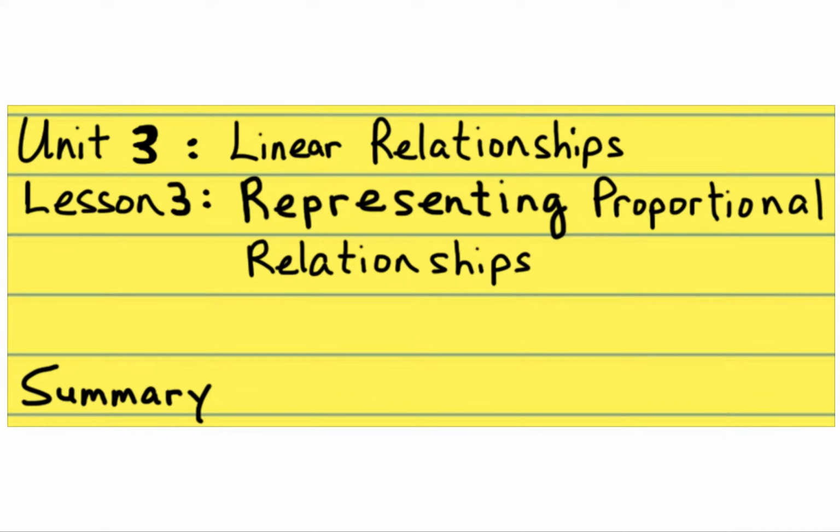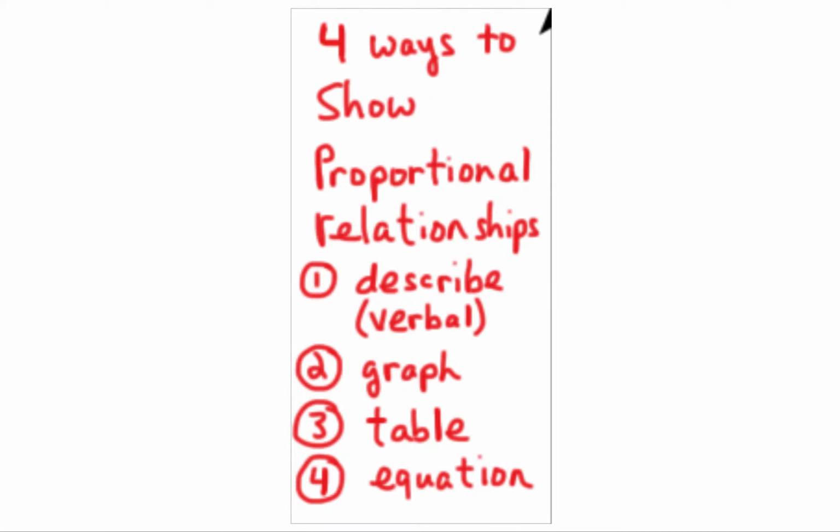This is the summary for Unit 3, Linear Relationships, and Lesson 3, Representing Proportional Relationships. Now, proportional means that it goes through the origin of the graph, 0, 0. So in this case, this is talking about potatoes and carrots.